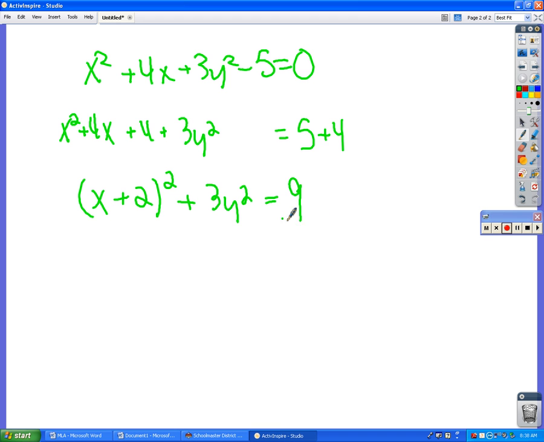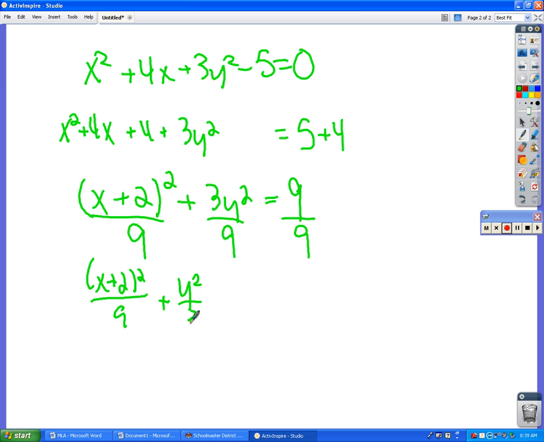Divide everything by 9. I have to divide this by 9. I have to divide this by 9. And I have to divide this by 9. Okay? So that gives me x plus 2 squared over 9 plus, what does this reduce to? So it's going to be y squared over 3 equals 1. So now you can tell me all the things. So a equals 9. A does not equal 9. A squared equals 9. a equals 3. b equals square root of 3.